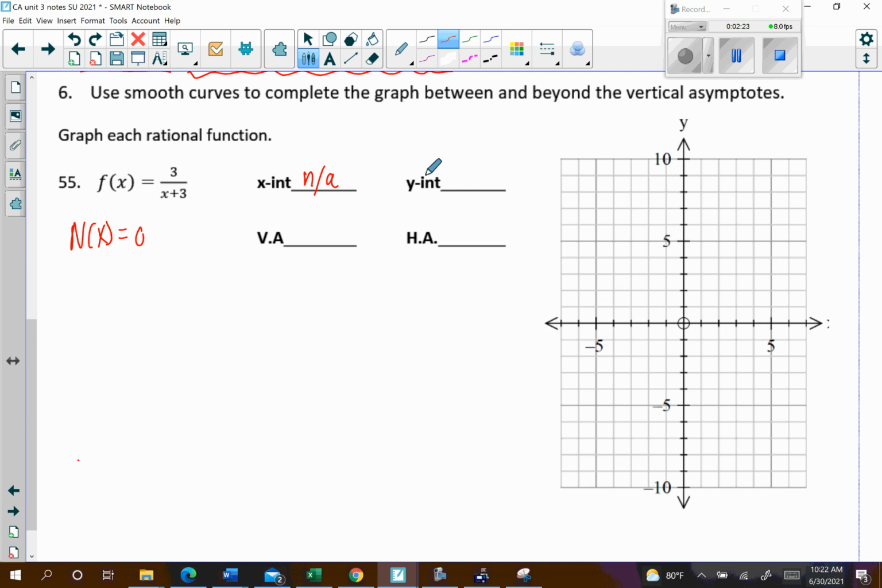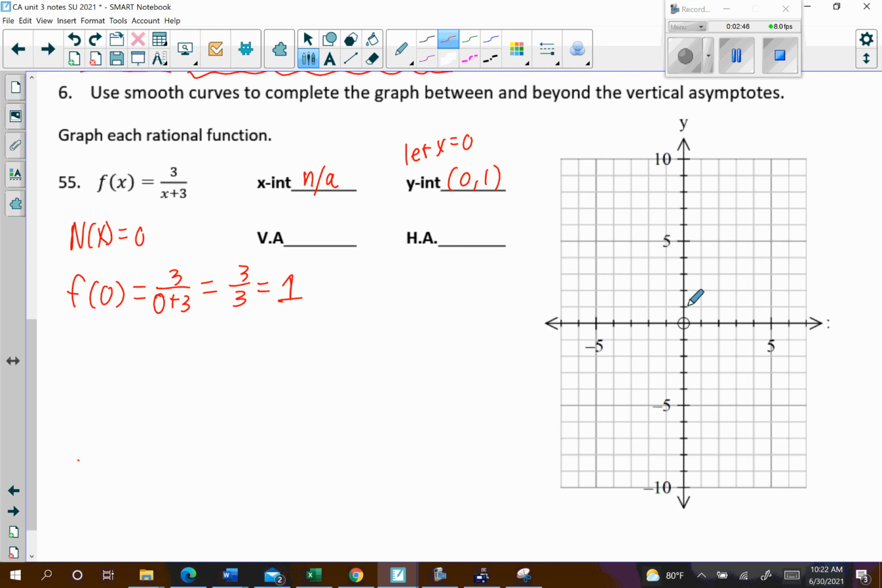Y-intercept, by definition, we're going to let x equal 0, so that's what we'll do here. f of 0 equals 3 over x plus 3. Go ahead and plug in the 0 there. And so we end up with 3 over 3, which equals 1. So we figured out the y-intercept is at (0, 1). So I'll go ahead and plot that now.